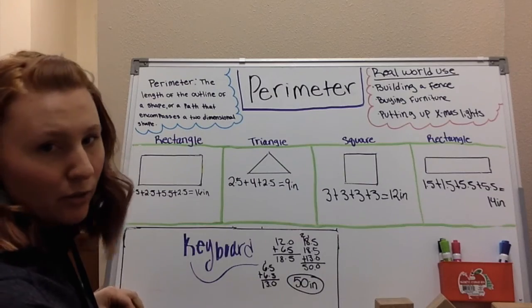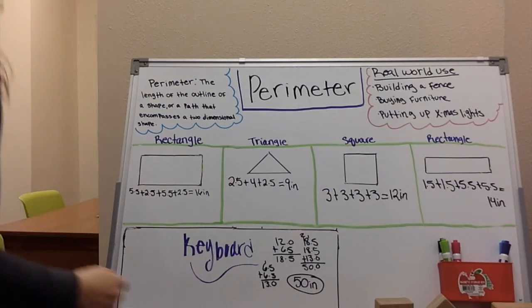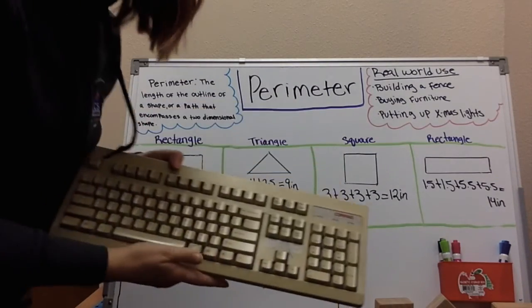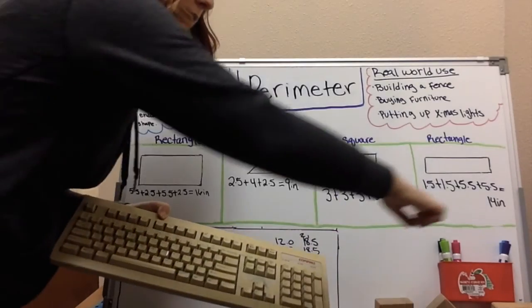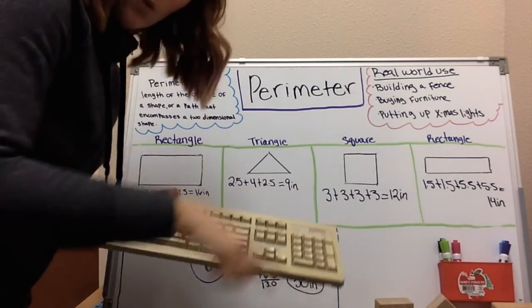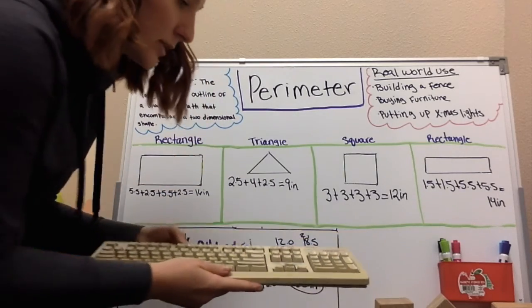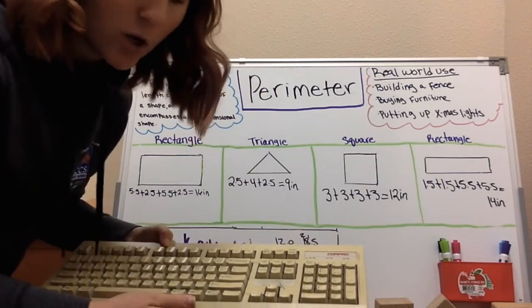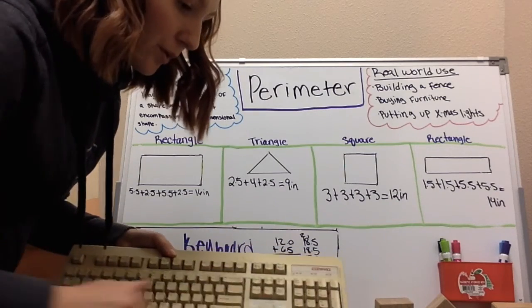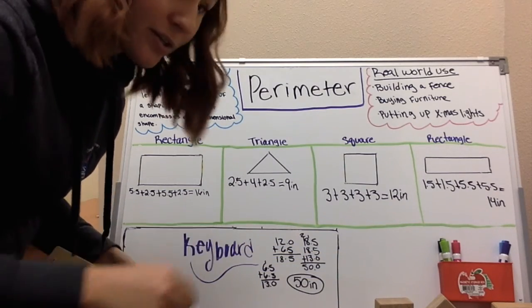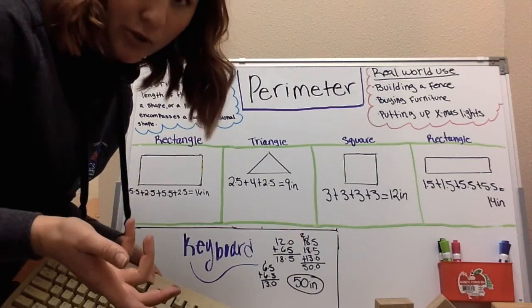And why would we need to know the perimeter of this keyboard? Well, think about it. If you had a desk and your desk was only so many inches wide and long, you would need to know how big a keyboard is, because what if this keyboard is too big for your desk? Well, if you know the perimeter of your keyboard and you know the perimeter of your desk, you can compare the two and make a good purchase choice.